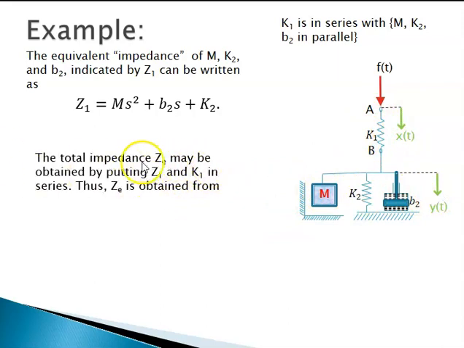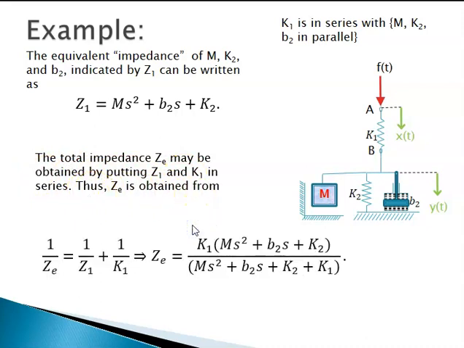The total impedance ZE may be obtained by putting Z1 and K1 in series. Thus we obtain ZE as shown over here, and the relation between f and x is: f of t is ZE multiplied by x of t, and f of s is ZE of s multiplied by x of s.